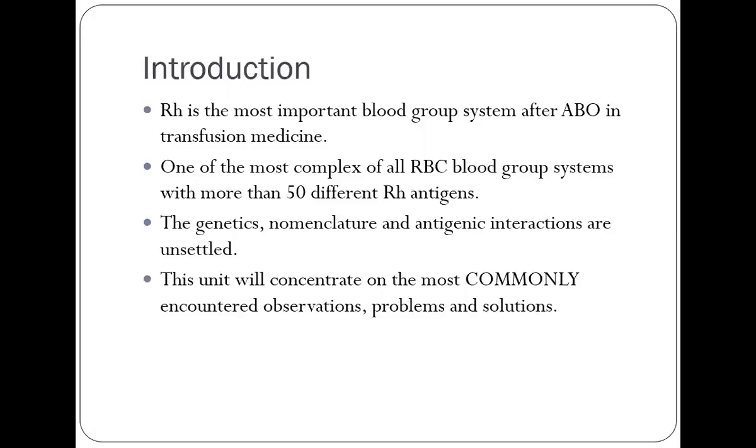Since the initial discovery of the D antigen in 1939, there have been 50 related antigens assigned to this RH blood group system by the International Society of Blood Transfusion, or ISBT. The genetics, nomenclature, and the antigenic interactions are very unsettled. This unit will concentrate on the most commonly encountered antigens, the different problems we see with the RH blood group system, and then the solutions.